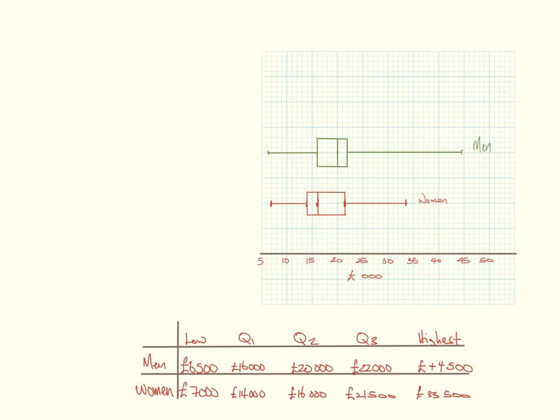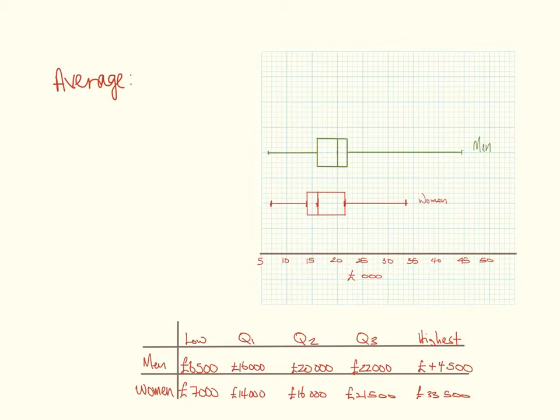So let's just say you're commenting on this in an exam. The first thing that you will want to comment on would be the average wage. And you will write a sentence along the lines of saying that the men on average are being paid more than the women, because the average wage for the men is £20,000, but for women is £16,000.